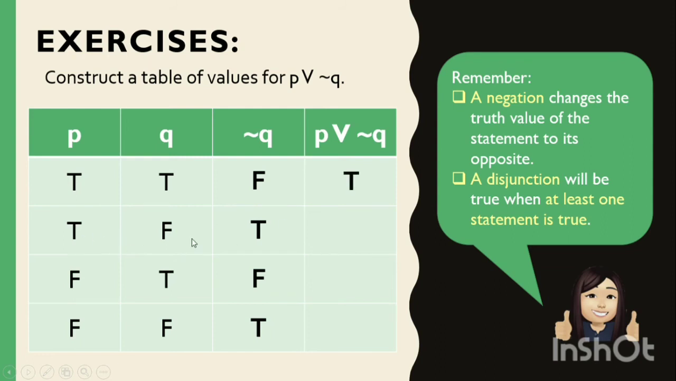Next, P or not Q, that's true, true. Both of them are true, so the whole statement will be true. Next, we have false, false. Since both of them are false, the whole statement will be false. And false, true. Since one of them is true, the whole statement will be true.